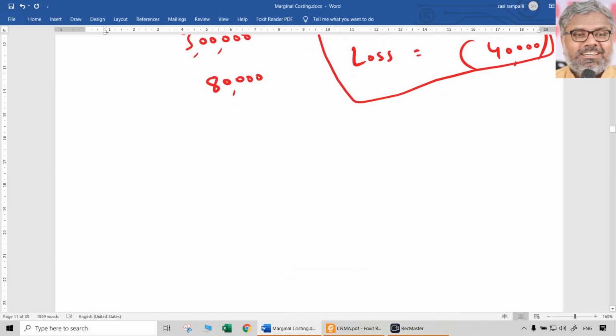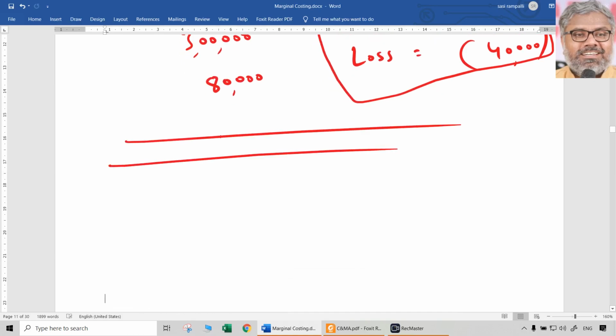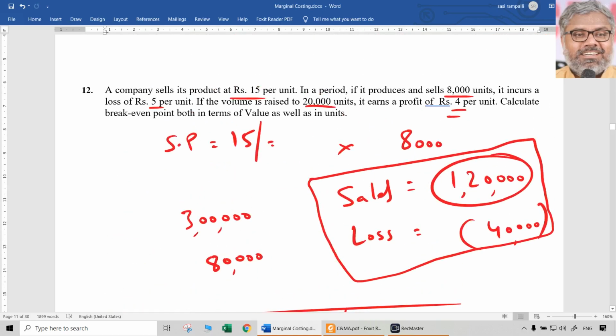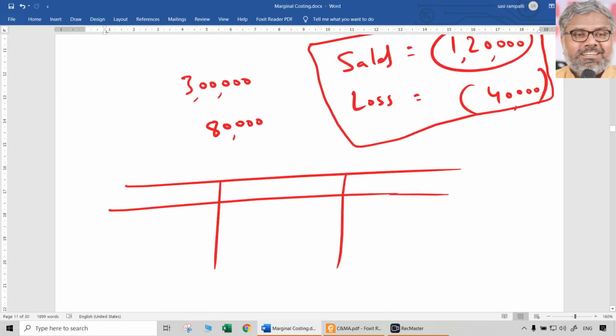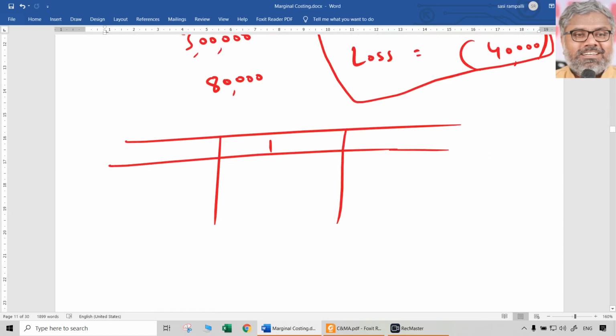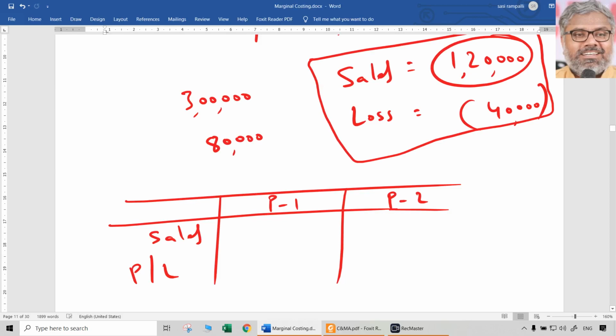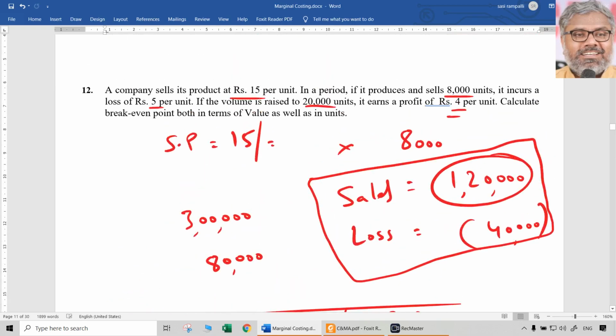So just to summarize, let us say in period 1, if the question is given like this, people will be very comfortable. If it is just given as a paragraph, people think something is different. Nothing is there actually, it is the same. In period 1 and period 2, data is given in an indirect manner, sales and profit or loss. What is the sales in period 1? 1,20,000. What is the sales in period 2? 3 lakhs. Number of units is given, selling price is given, so you know sales.